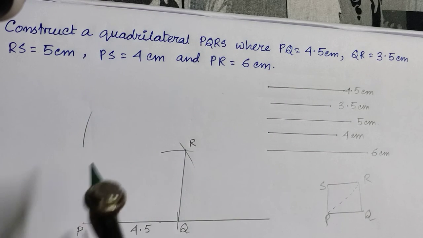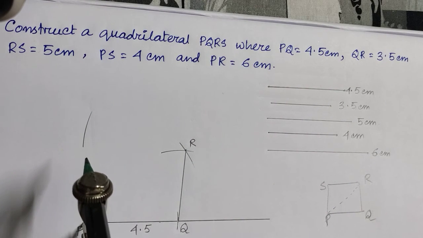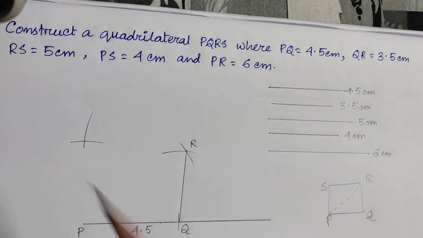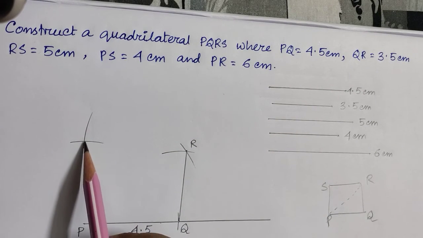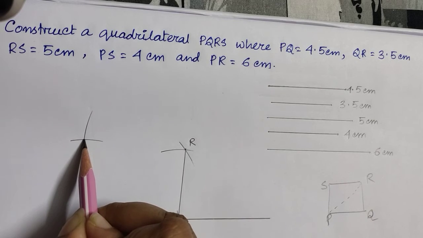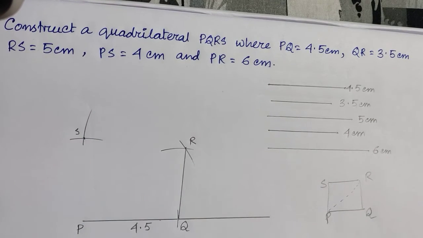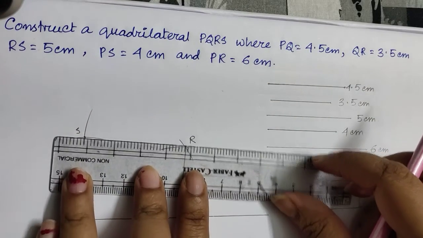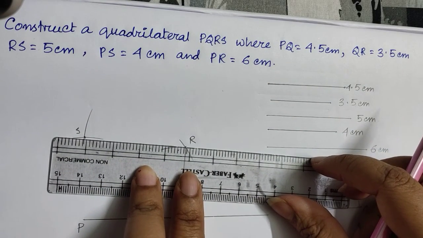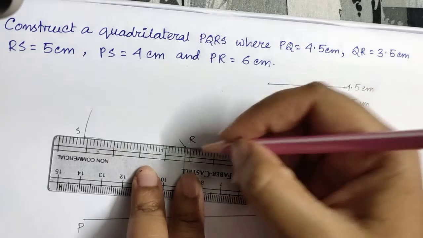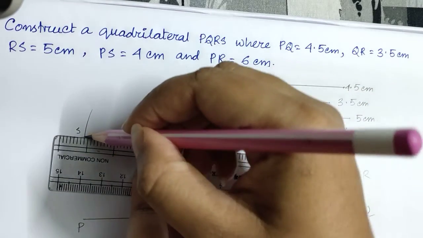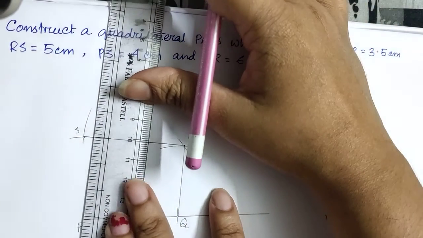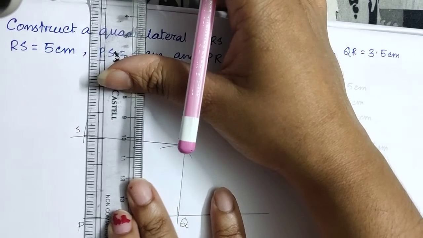This is the PS, and put your compass at point P, and then draw this arc. The two arcs intersect each other at this particular point, and this is S. Now it's time to join these two points, S with R. Join this one. This is R, this is S. Yes, and then join PS, P with S.